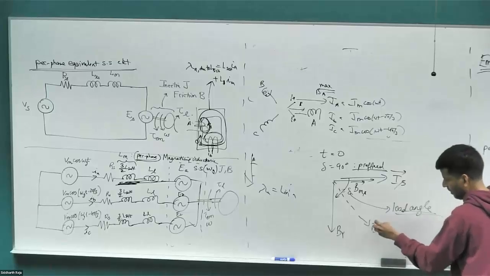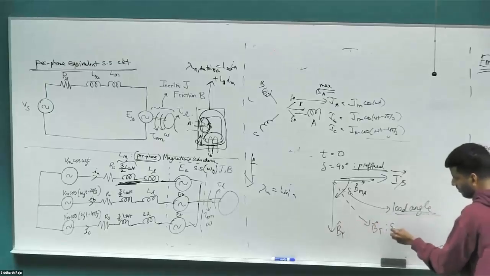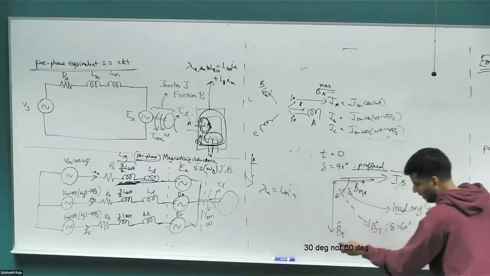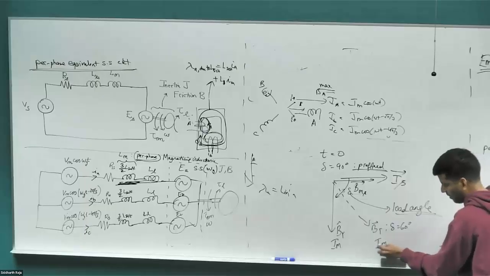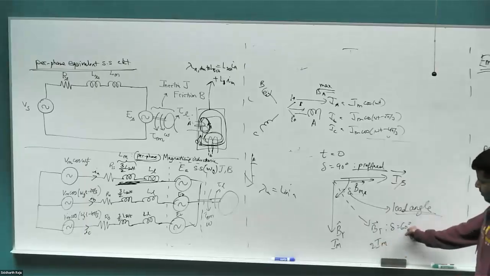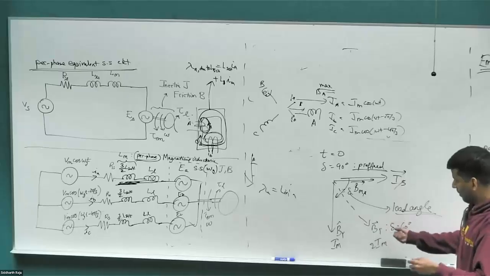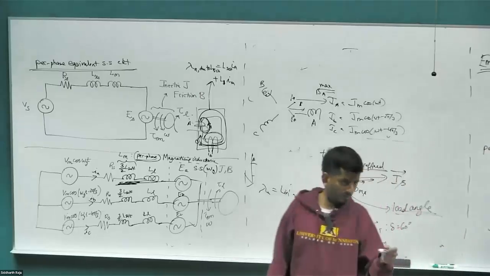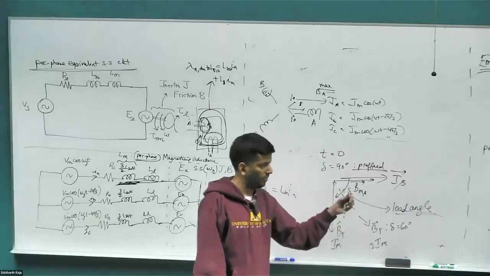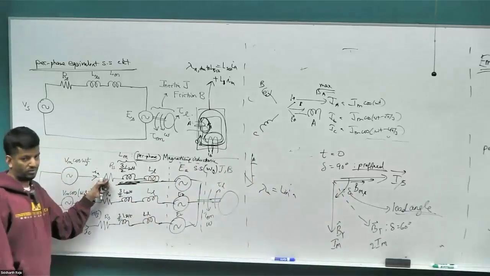For the space vector and for delta equal to 60 degrees, for this case and this case to produce the same torque, if this current was Im, this current has to be 2 times Im. Because sine of 60 would have given you 1 by 2, and that 1 by 2 needs to be compensated by doubling the current. So to produce the same torque, you would have to push more current, meaning more losses.